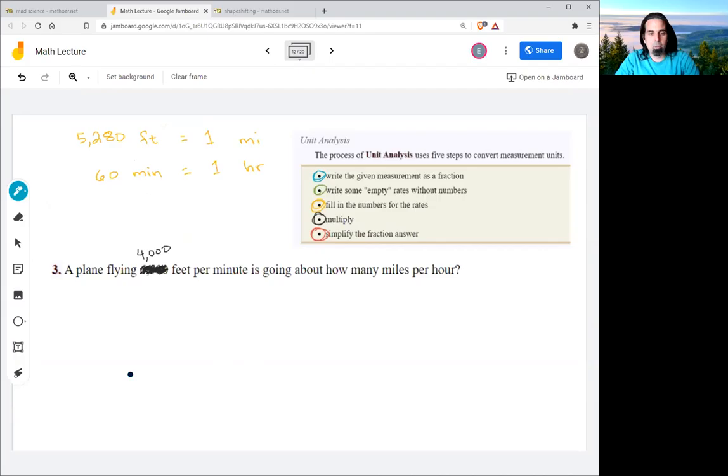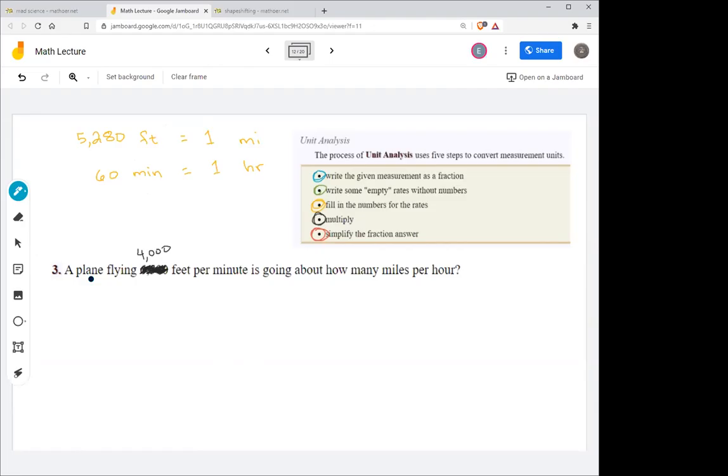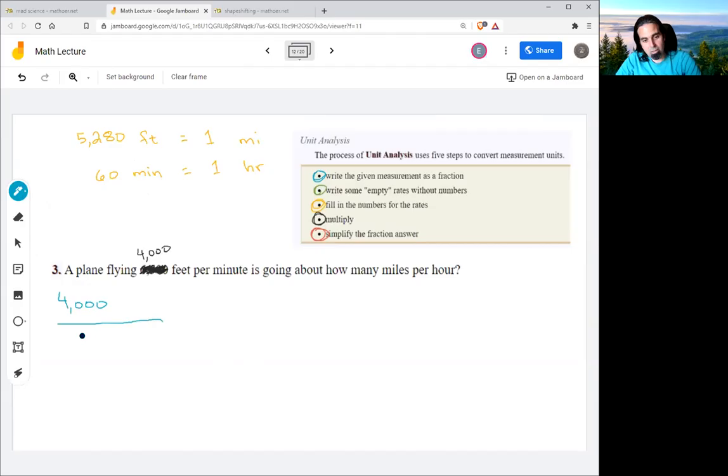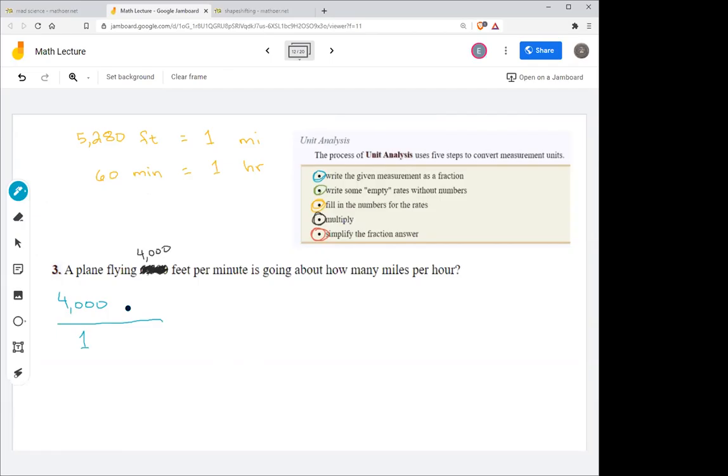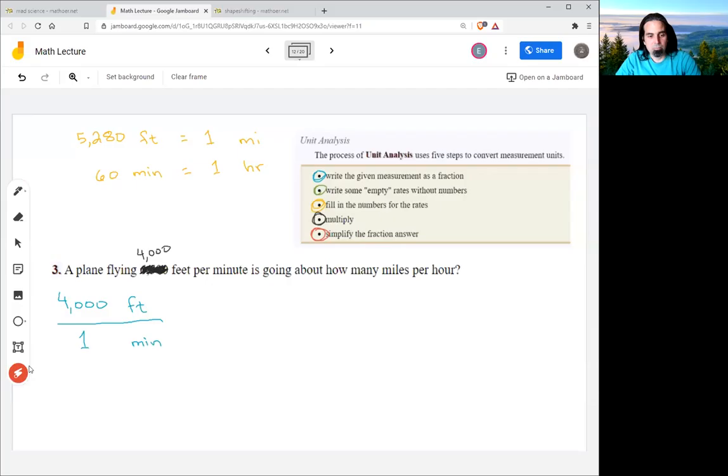How do I start with the first step? Make it a fraction, 4,000 over one. Yeah, and a little bit more than that. What else do I need besides the 4,000? Feet. And minute. So 4,000 feet per minute. Per is the fraction bar. 4,000 feet per 1 minute. Okay.